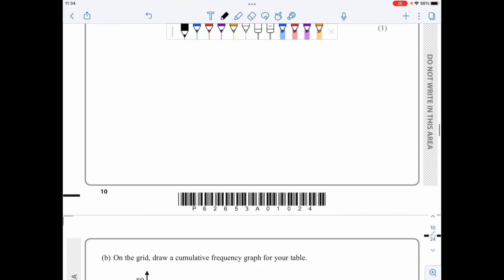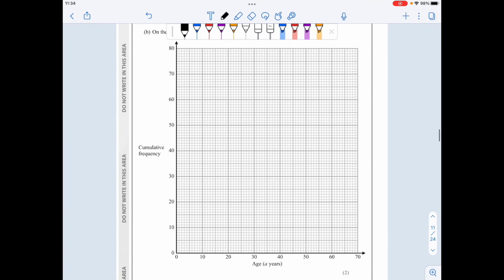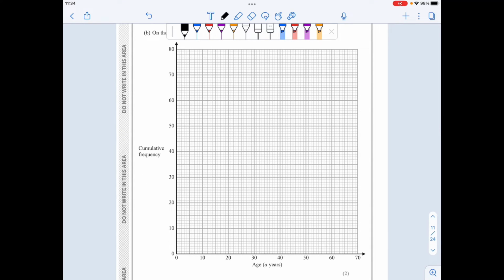So let's go to the graph. I'll zoom out and plot all the points. And now I will join the points either using a smooth curve or individual line segments using a ruler. I'll do the second one.